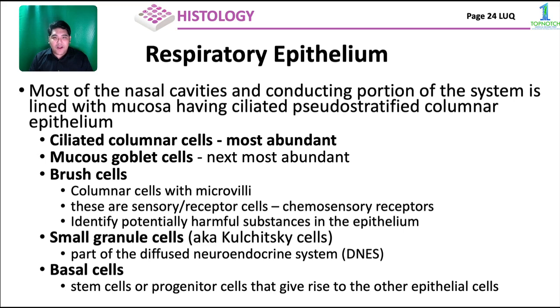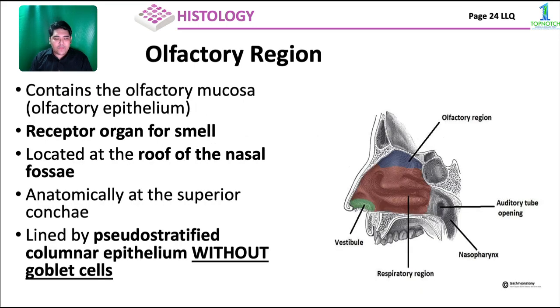Then you have your small granule cells. Buzzwords, your Kulchitsky cells, part of the diffuse neuroendocrine system. Then you have your basal cells, no? Usually naman, pag basal cells, they have the capacity to give rise to other epithelial cells. So this is your progenitor cell, basal cells.